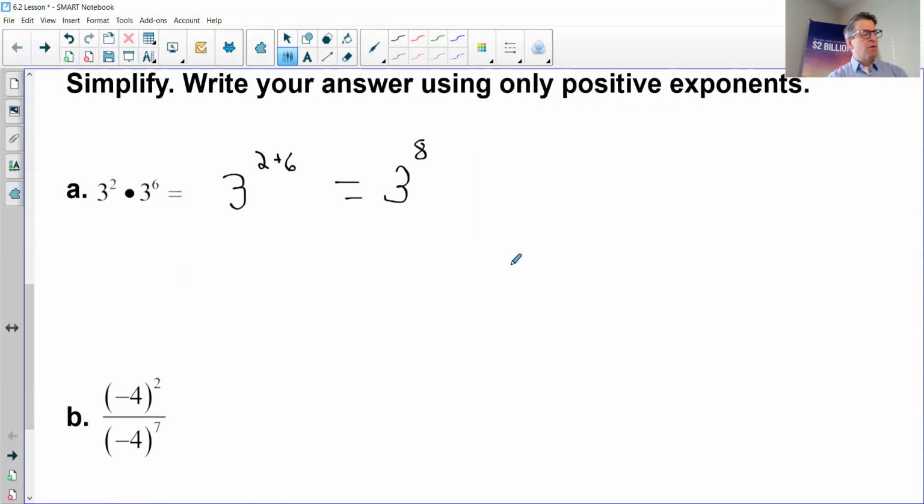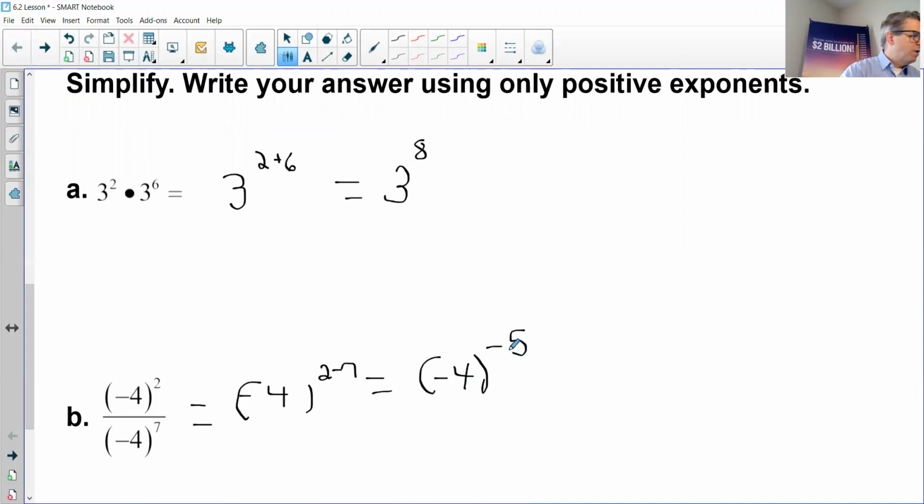Letter B, negative 4 to the second divided by negative 4 to the 7th. So you have the same base of negative 4, and you are dividing in this case. So you are looking at using the quotient property. So we are going to be subtracting 2 minus 7. Okay, so in that case, you have negative 4 to the 2 minus 7, which is equal to negative 4 to the negative 5.